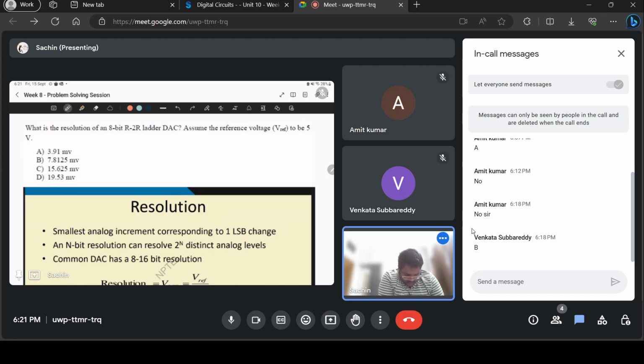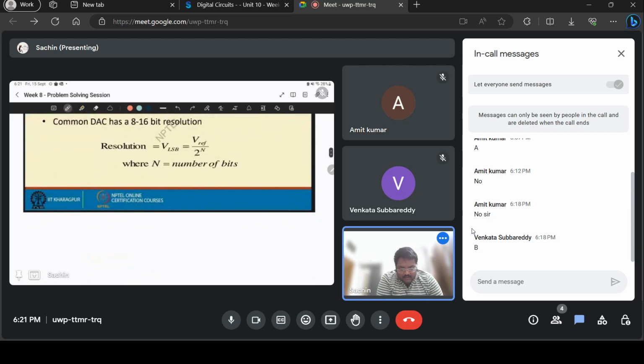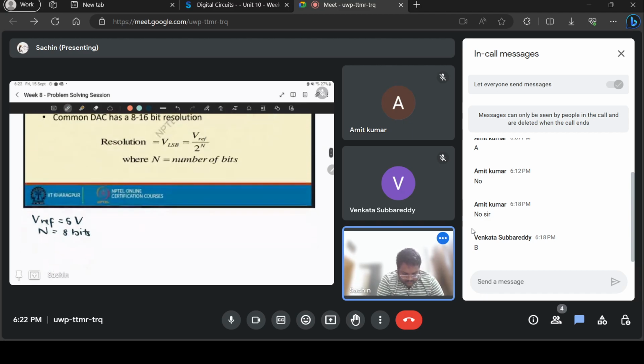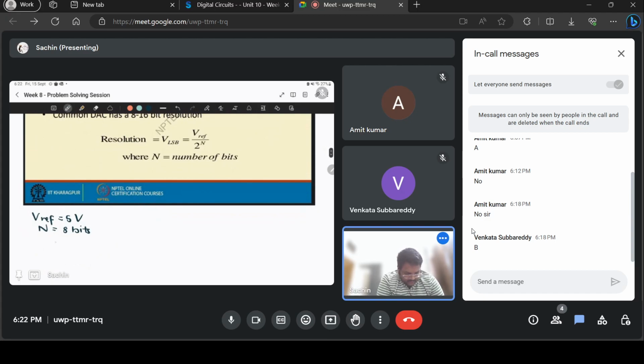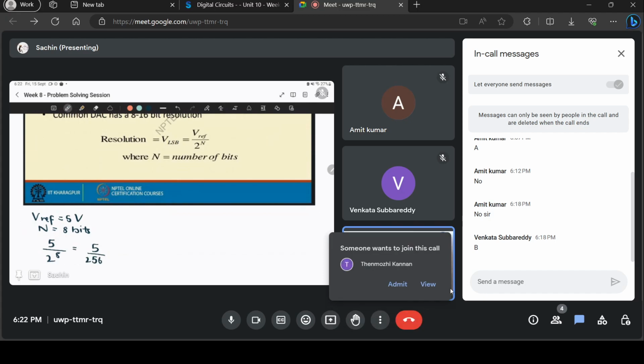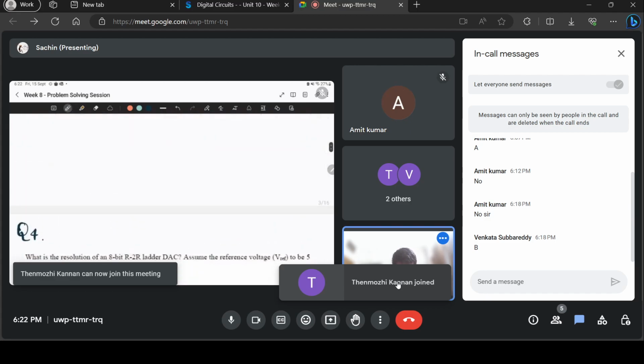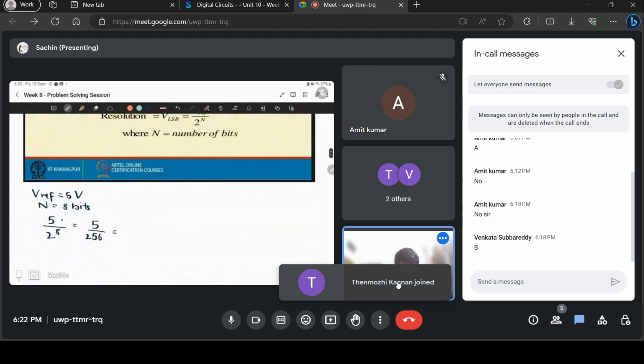Try it out. You have the formula here. They have given you Vref is 5 volts, and n is 8 bits. So resolution is 5 by 2 power 8, 5 by 256. 5 by 256 will be, and this is in volts.